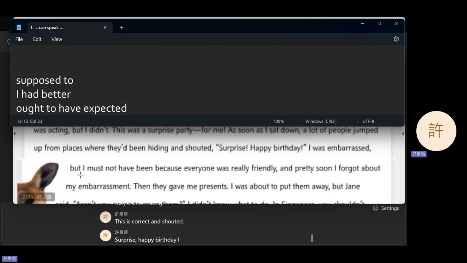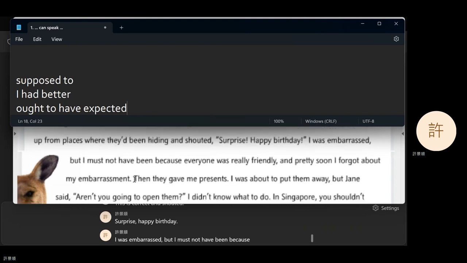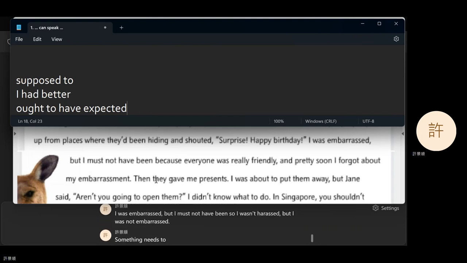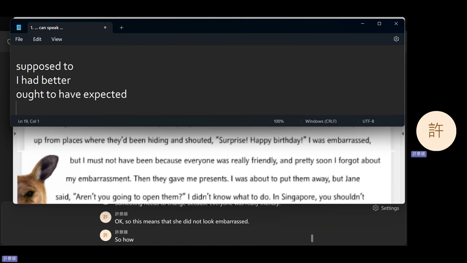I was embarrassed, but I must not have been because... So something is wrong here. I was embarrassed, but I must not have been. So I was embarrassed, but I was not embarrassed. Something needs to change. Because everyone was really friendly. Okay, so this means that she did not look embarrassed. So how can we change this?